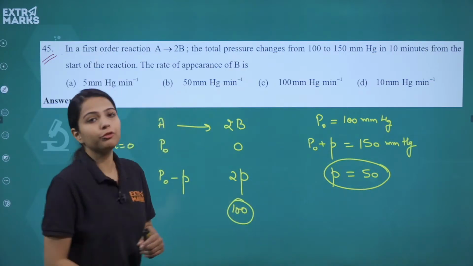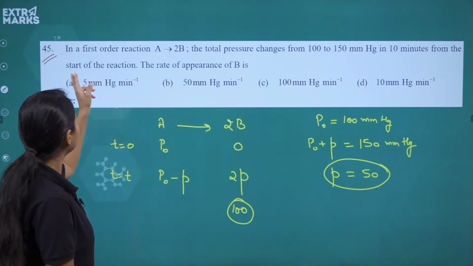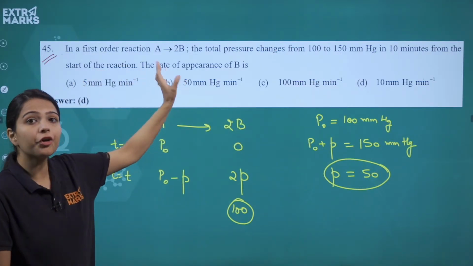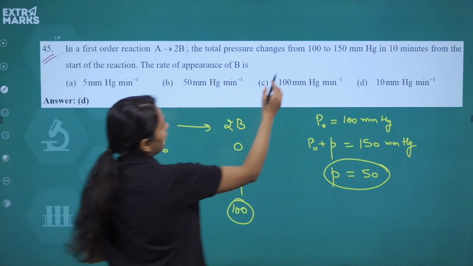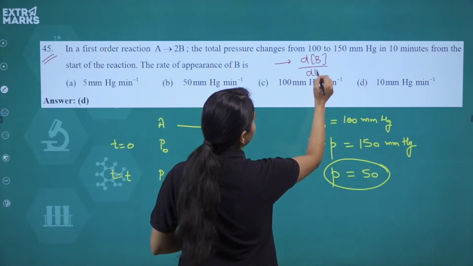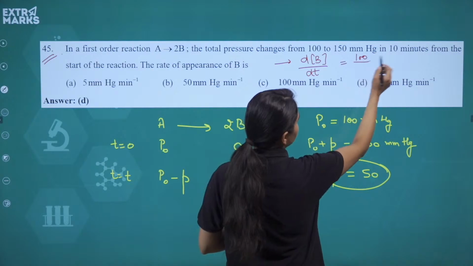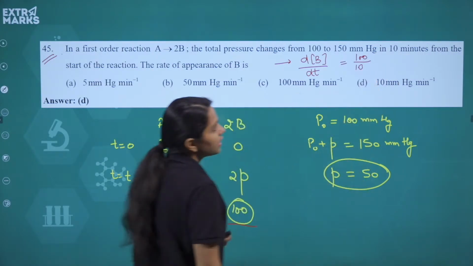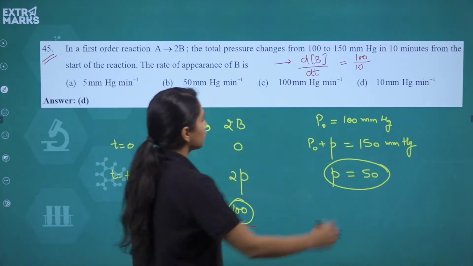So what do I have to find out in this case? Now this is actually passed for 10 minutes from the start of the reaction. The rate of appearance of B I have to find out. So that means I have to find out d[B] divided by dt. What is dB here? This is 100. So 100 upon what is the time? 10 minutes. So this is 10 mm mercury per minute. So answer is option D here.